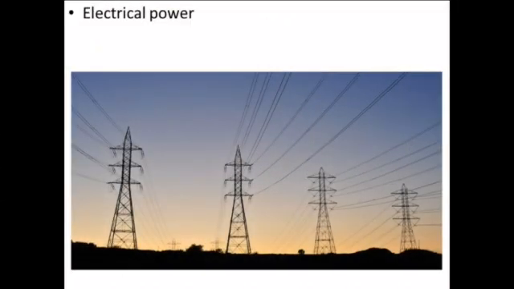Topic is electrical power. Electrical power means the rate of consumption of electric energy. That means the electrical energy consumed or heat generated in unit time is defined as electric power. It is denoted by the symbol capital P. Capital P equal to W upon T.